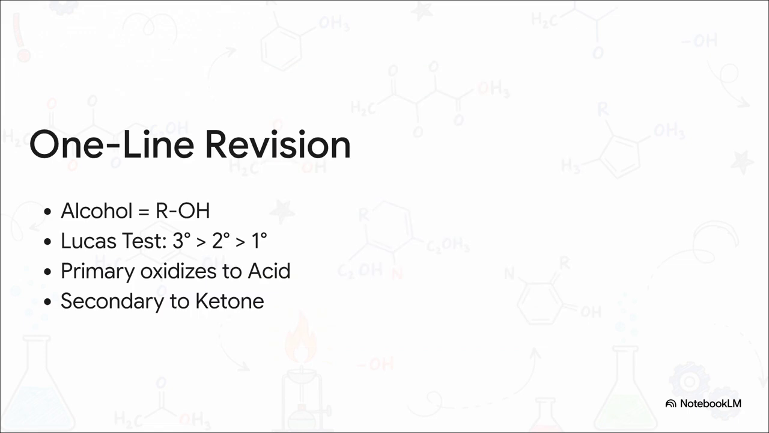All right, let's do a quick rapid-fire wrap-up of everything we've uncovered today. The core identity of an alcohol is ROH. The Lucas test reactivity sequence goes 3 degree, 2 degree, then 1 degree. And for oxidation, primary goes to acid, secondary to ketone, and tertiary resists entirely. Those are your absolute essential takeaways to lock in.